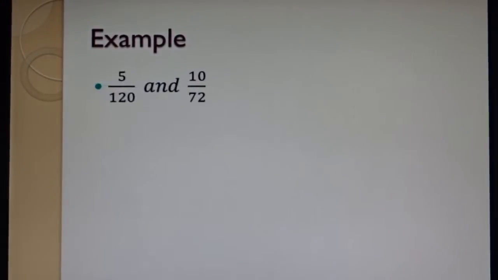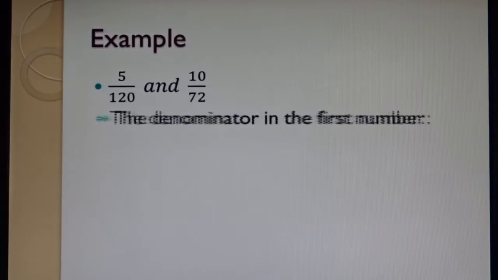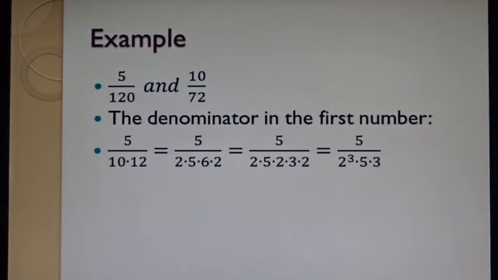Here's an example. I want 5 over 120 and 10 over 72. The denominator in the first number is 120, so I'm going to break up 120. Notice it ends in 0, so I'm going to pull out a 10. 10 breaks up into 2 and 5. 12 that's left over breaks up into 6 and 2. 6 breaks up into 2 and 3. And notice I have 3 2's, so 2 to the third power, 1 5, and 1 3.